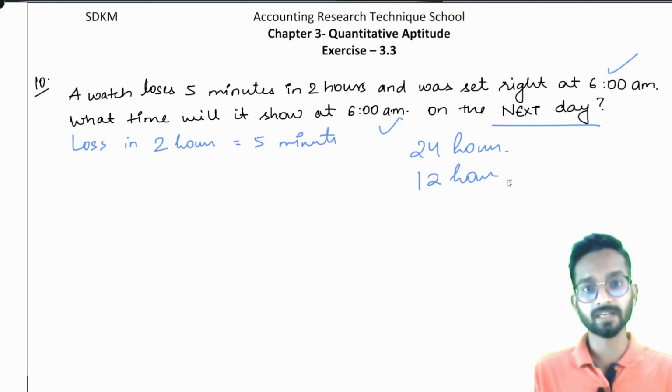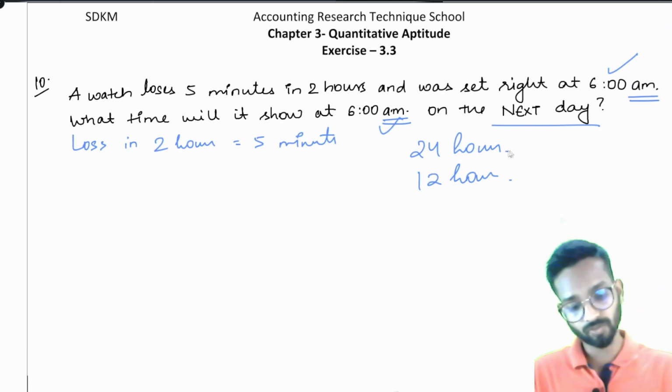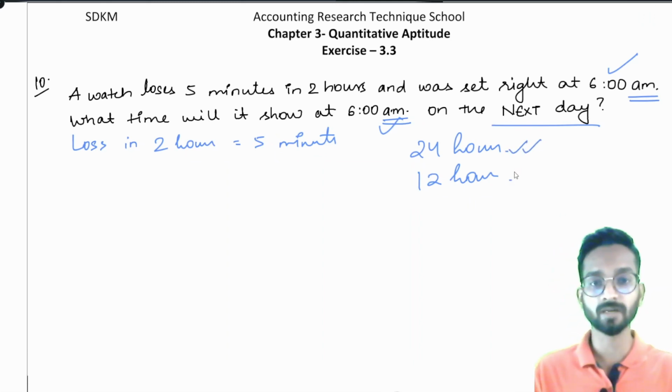It is exactly 24 hours. Why? Because it was 6 a.m. and here also 6 a.m. Okay. So 24 hours have passed. Please do not write 12 hours by mistake. It will get completely wrong.